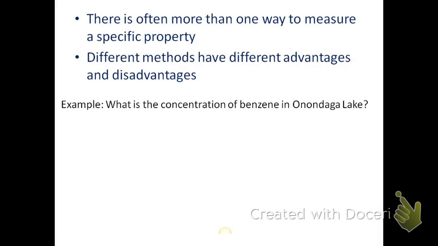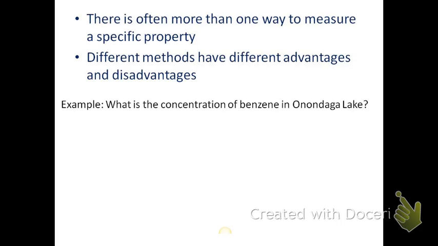One of the first steps in designing a scientific experiment is determining what technique to use. There is often more than one option, and different techniques will have different advantages and disadvantages. For example, Onondaga Lake is heavily polluted.